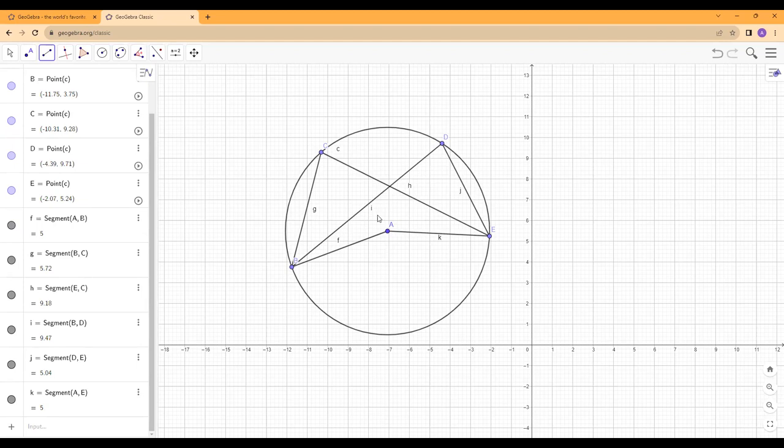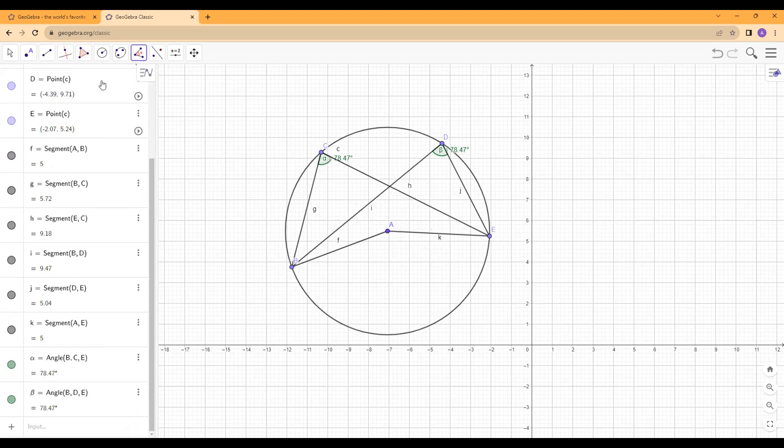So what properties have we learned from the circle? One of the properties is angles in the same segment are equal. So we can explain the angles. We can put the angle here. For angles, we have to select 3 points. So I'm selecting these 3 points, B, C, and E. So we got the measurement 78.47 degrees. Second, I'm selecting B, D, and E. So this is also 78.47 degrees. This explains that angles in the same segment of a circle are equal.